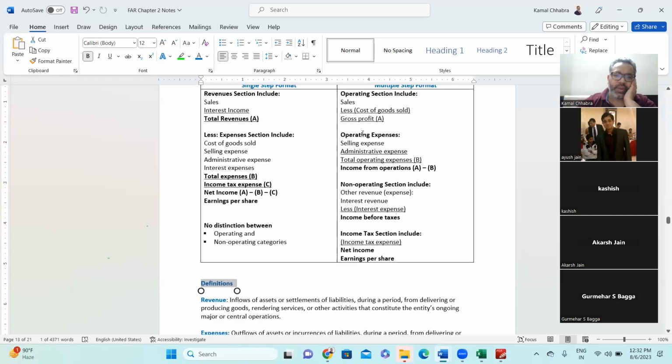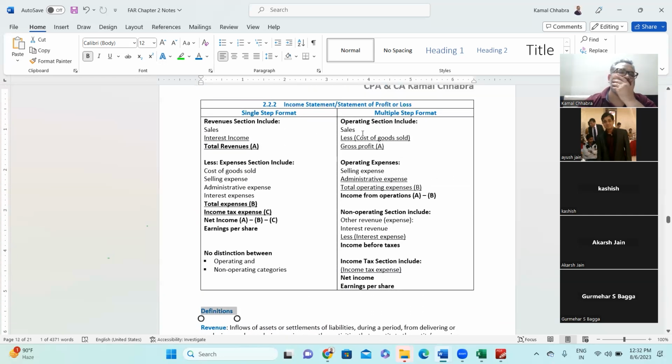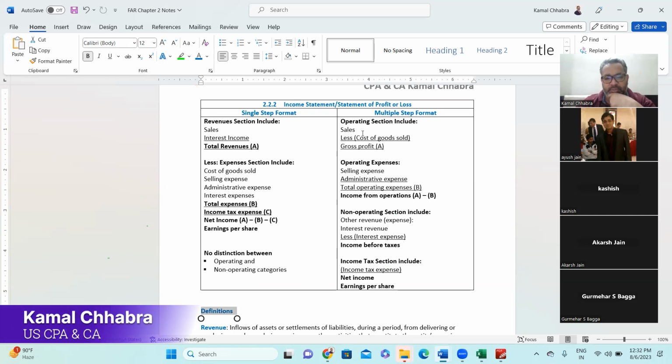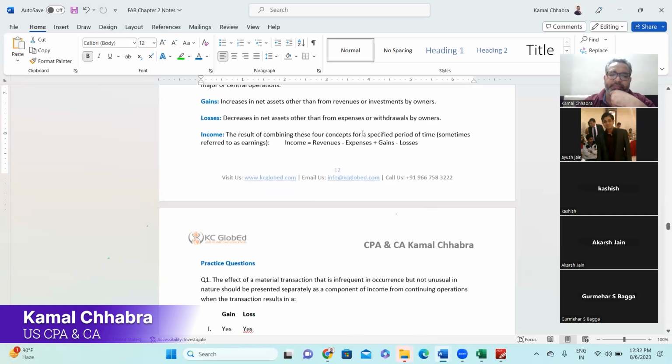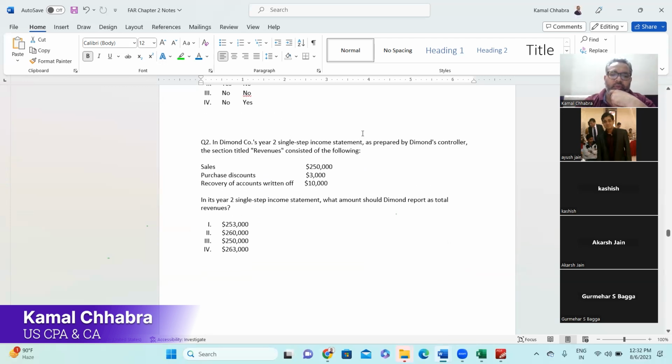I'm taking you back to the format. The revenue section includes sales and interest income, right? Then the expense section includes cost of goods sold, selling expense, administrative expense, interest expense, and then income tax expense and net income. This is what the single step format is. Here you have three items: sales, purchase discount, and recovery of accounts written off. So what total amount do you need to show in revenue if you are using single step?